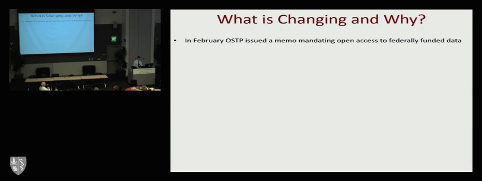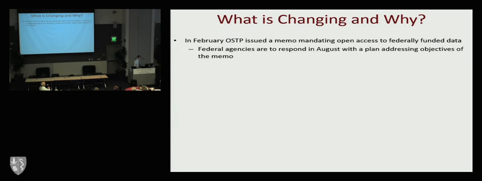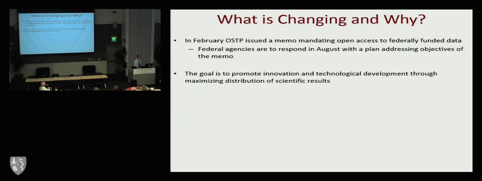But in February, we all know the OSTP issued a memo mandating open access to federally funded data. And the federal agencies are to respond in August. So this is one of the reasons why we wanted to move quickly for this conference, to get people up to speed and to get ideas shared before everything hit us from out of the blue. Although, as Victoria said, it's not completely out of the blue. The goal is to promote innovation and technological development through maximizing the distribution of scientific results.